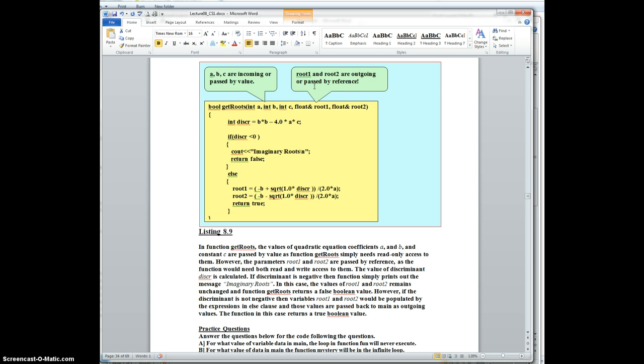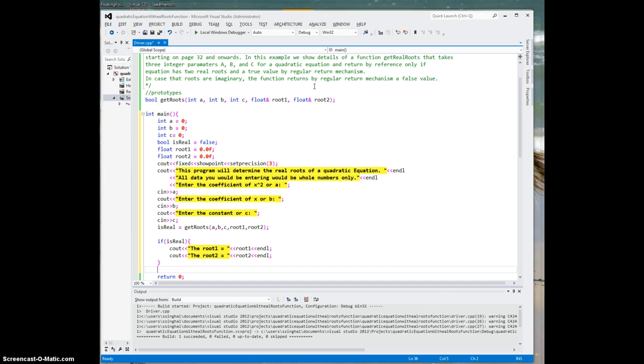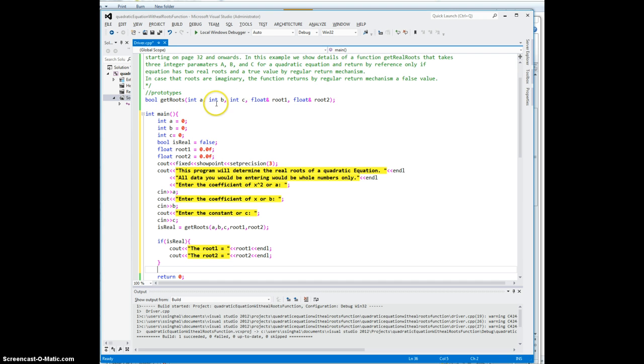Okay, so let's go back to Visual Studio. So this is our main function. So we define these 6 variables, a, b, and c.